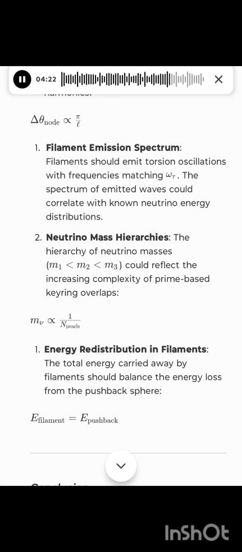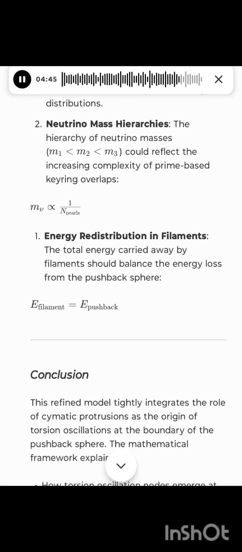2. Filament emission spectrum. Filaments should emit torsion oscillations with frequencies matching omega_tau. The spectrum of emitted waves could correlate with known neutrino energy distributions. 3. Neutrino mass hierarchies. The hierarchy of neutrino masses, M1, M2, M3, could reflect the increasing complexity of prime-based keyring overlaps. M_n is proportional to 1 over the prime.